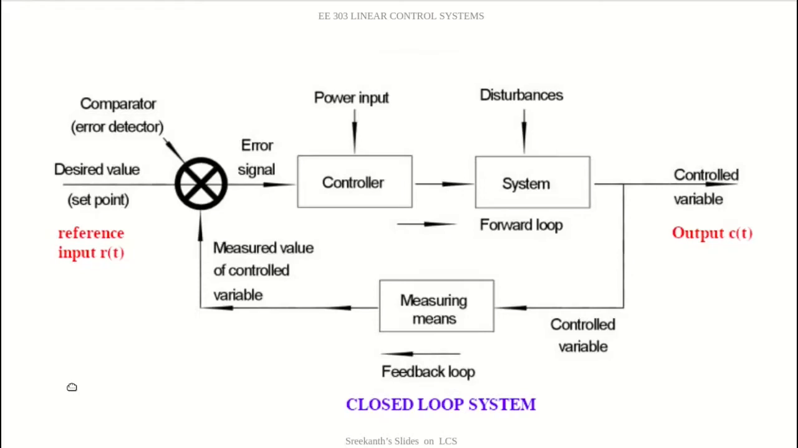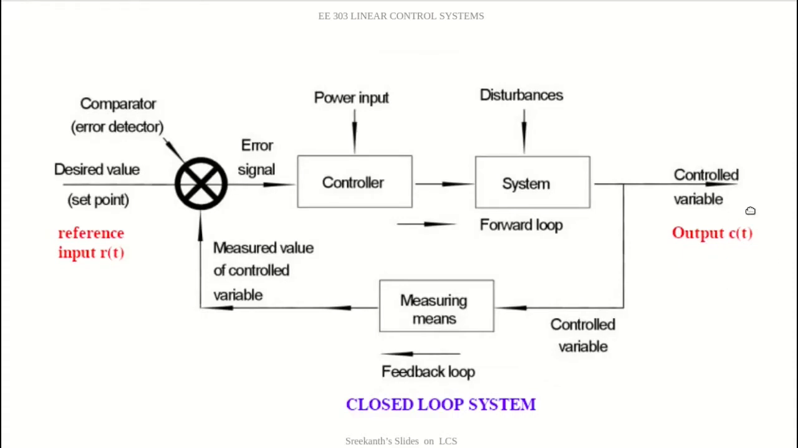Now this is a detailed explanation of the closed loop system. You can see that there are various ways in which we can call this. We'll start with the reference input R of t, that is the desired value, or it is also known as a set point. Then there is a comparator, which is also known as an error detector. Then there is an error signal. Then there is a controller which has a power input. Then there is a system and the disturbances, and the controlled variable or the output is produced.